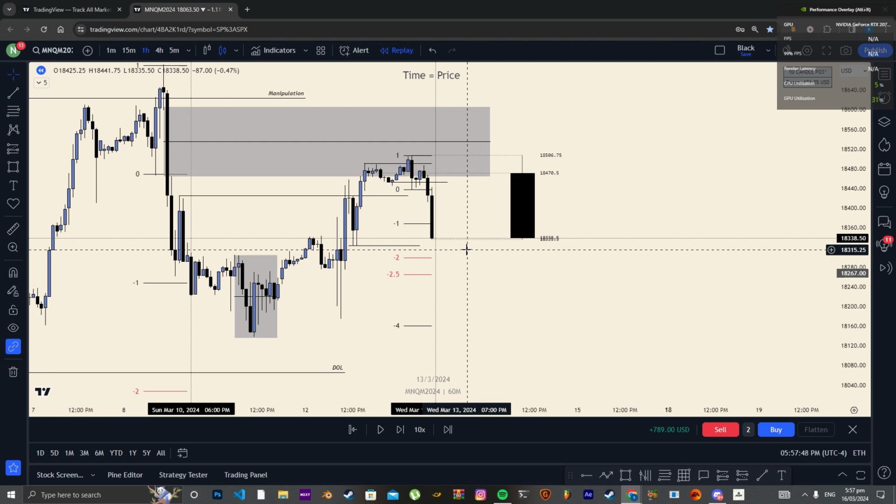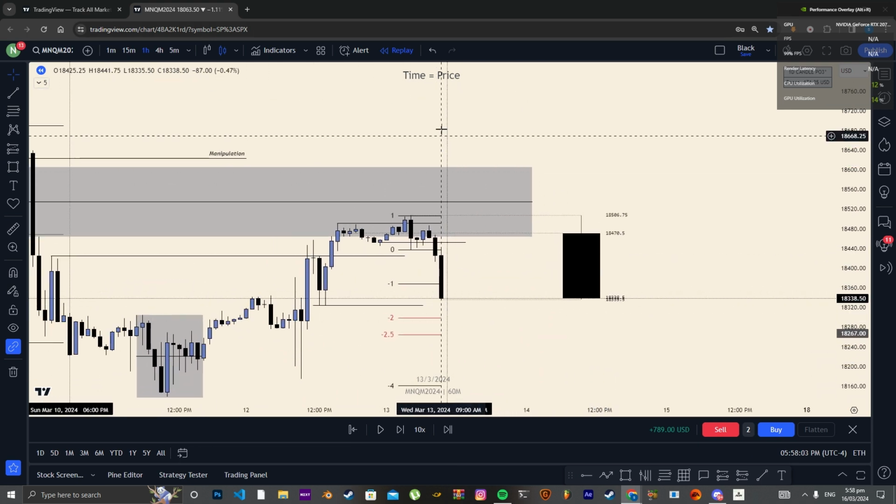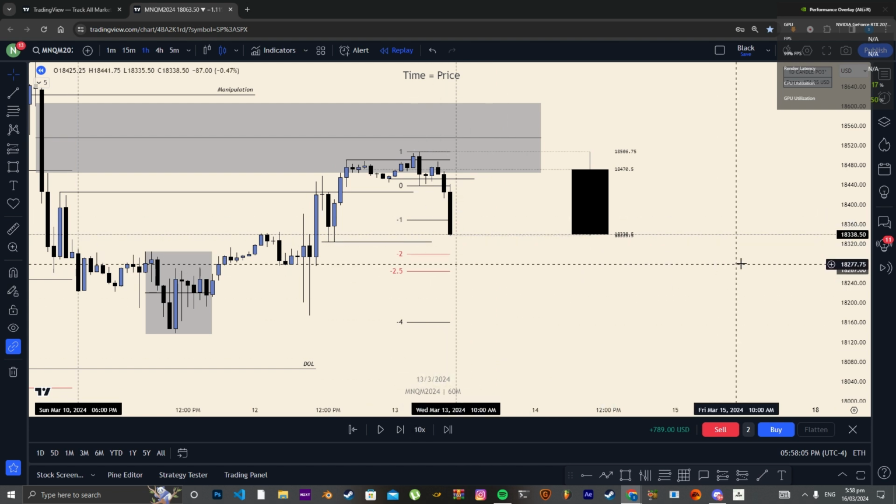I mean, it can reverse after an expansion, but it has to first accumulate, and then it has to manipulate, and then it has to distribute. Or it can just accumulate and then retrace and then redistribute. So there's a lot of scenarios that you can look for, but I think this day was a little bit choppy for the 10 o'clock candle. And I also think there's news on this.